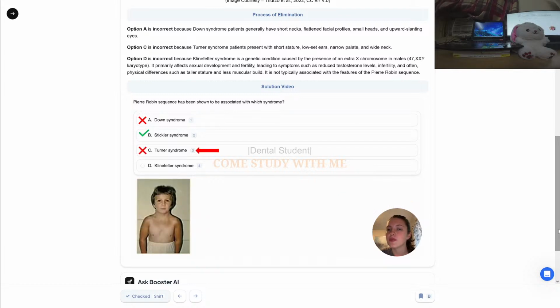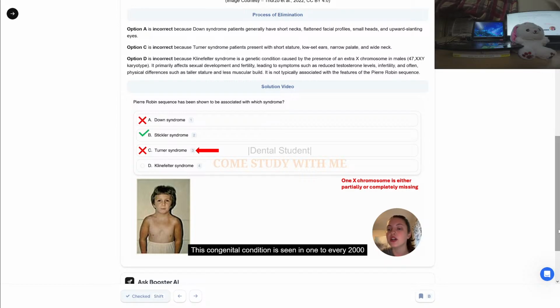Next, we have Turner syndrome. Now, Turner syndrome, or monosomy X, is a condition that only affects biological females, as it is the result of one of a female's X chromosomes either being partially or completely missing. This congenital condition is seen in 1 to every 2,000 to 2,500 female babies, and it's actually the most common sex chromosome-related condition affecting female babies.